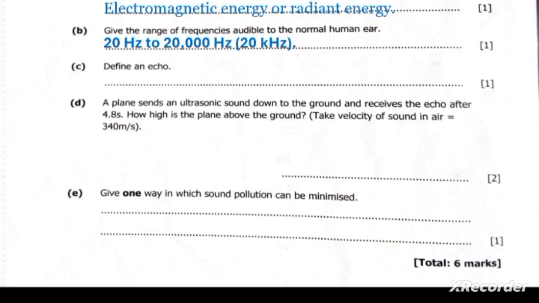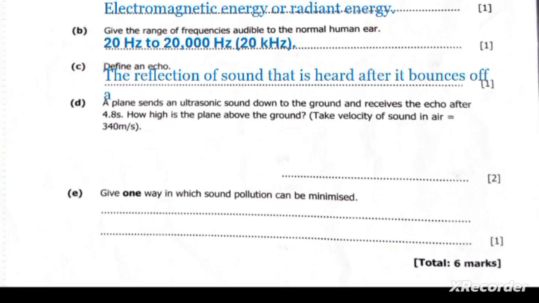We move to the next question, which is question C. Define an echo. So an echo is the reflection of sound that is heard after it bounces off a surface.